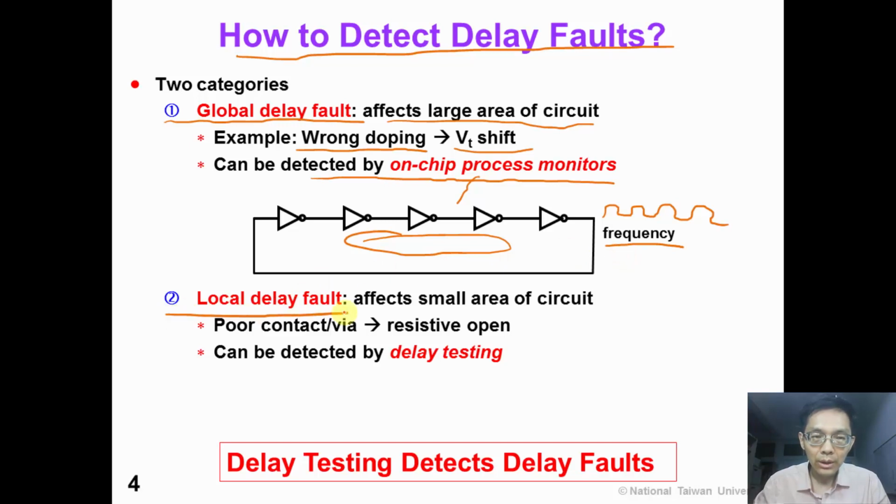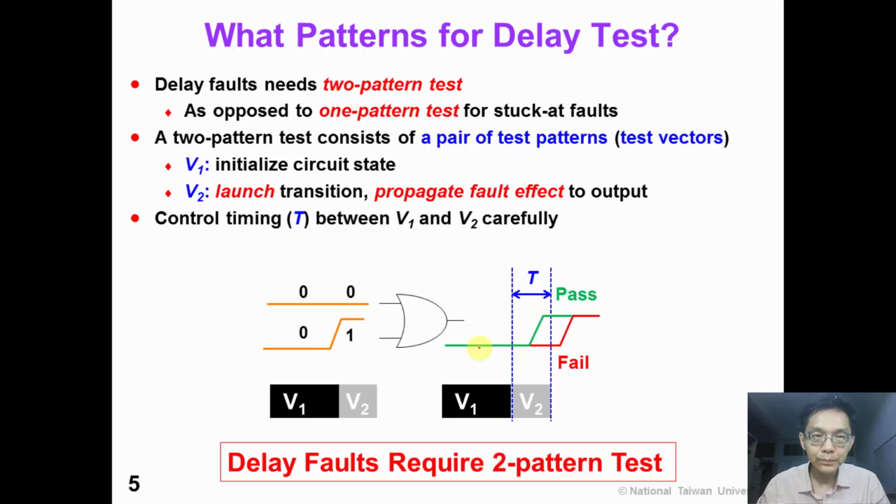In the second category, a local delay fault affects only a small area of the circuit. For example, a poor contact or via can cause a resistive open. In this case, we need delay testing to detect local delay faults. So what kind of pattern can we apply for delay test? As opposed to a stuck-at fault, which needs only a single test pattern, a delay fault needs a pair of two test patterns.